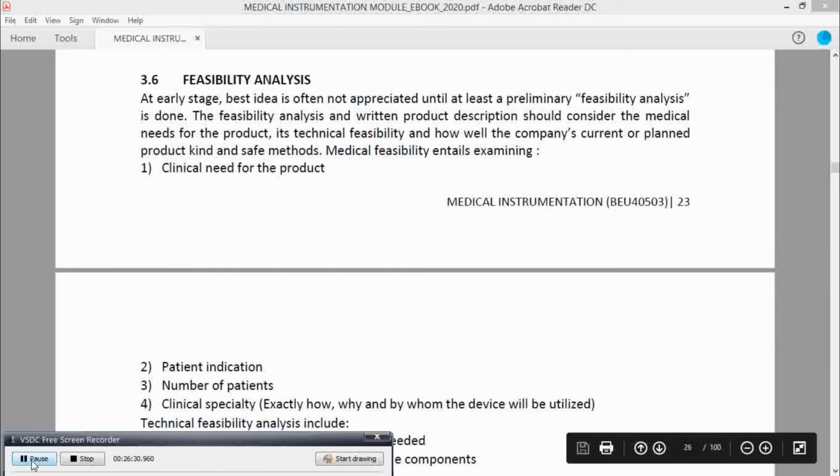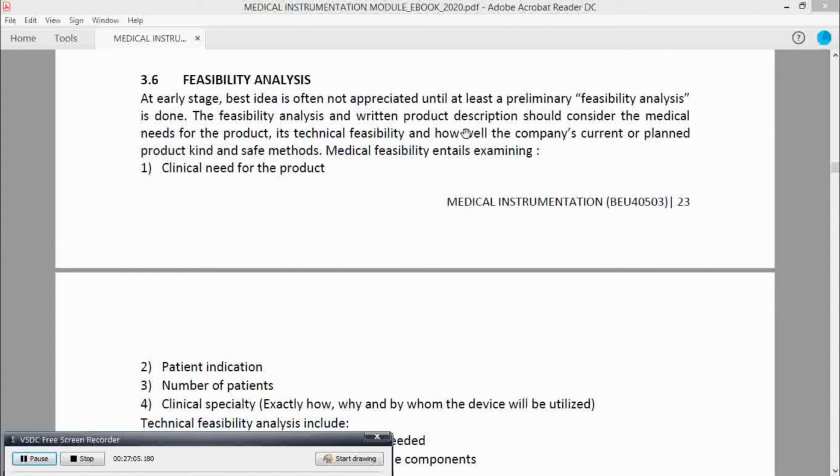Okay, next is feasibility analysis. In medical instrumentation design, at an early stage, the best idea is often not appreciated until at least a preliminary feasibility analysis. That means when you design a system, you need to show at the early stage that this system is somehow working and functioning, and that there is what we call a demand for designing the system. So you need to have preliminary findings, so they call it feasibility analysis.